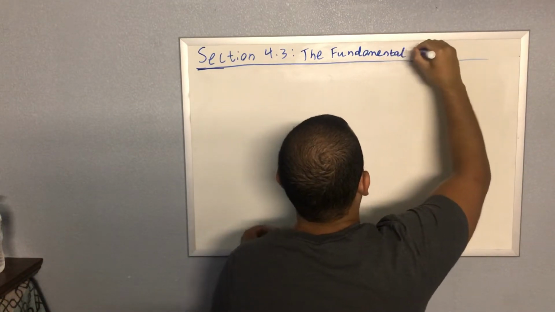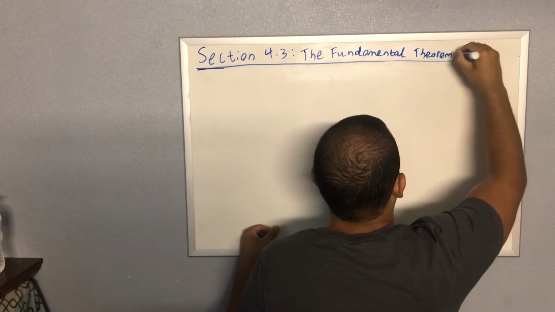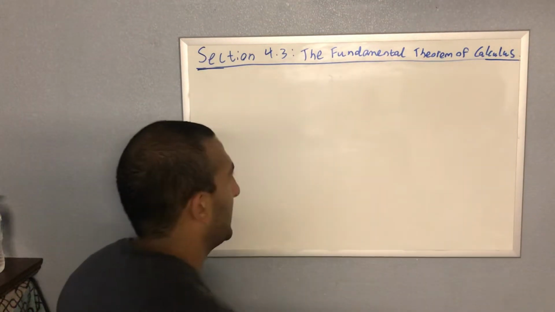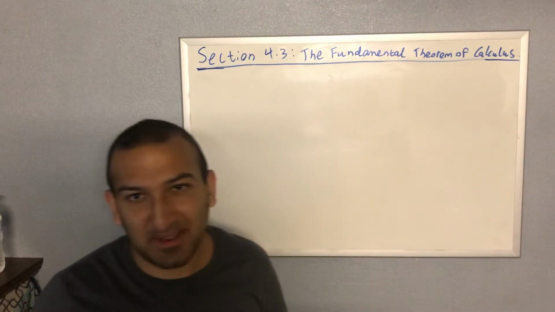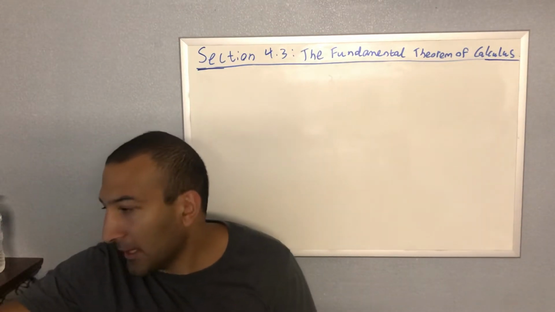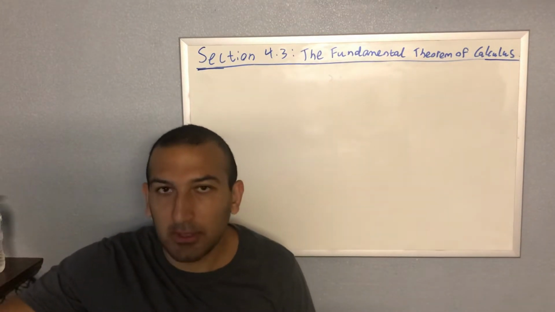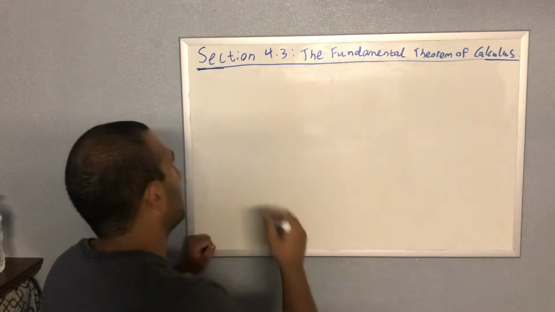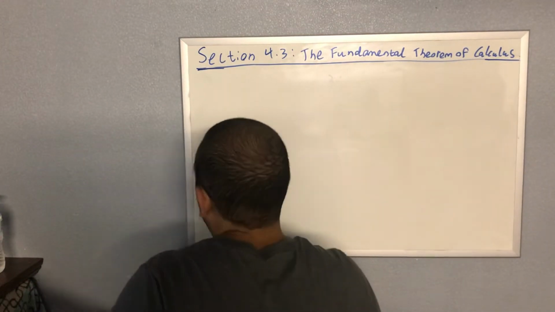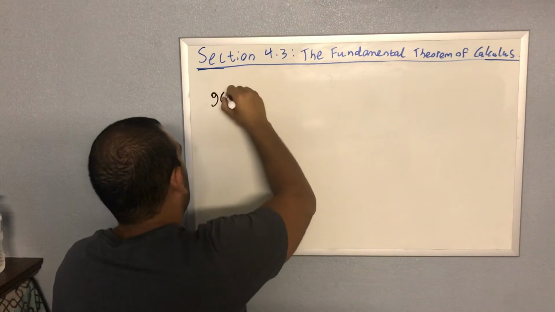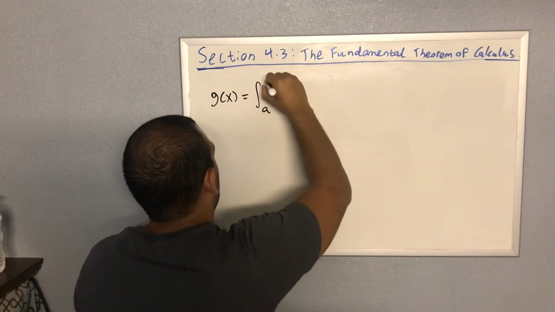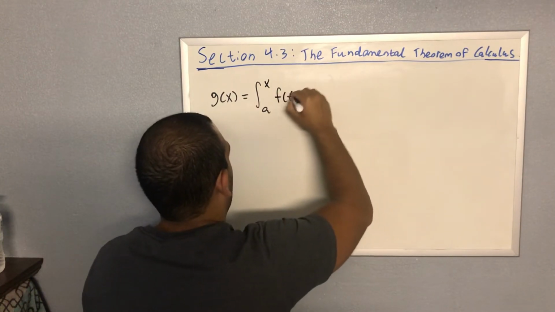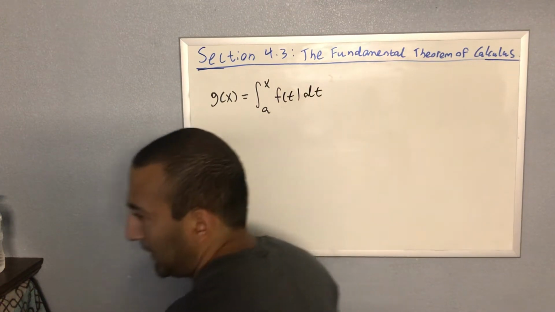So this is the fundamental theorem of calculus. Fundamental theorem of calculus. Very, very, very important theorem. So to get started, we need to understand how to interpret what this means. So suppose we define this function g of x to be this.